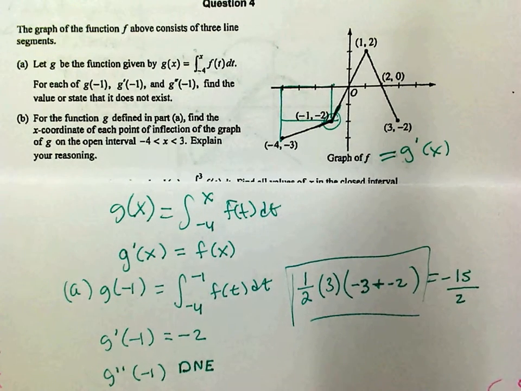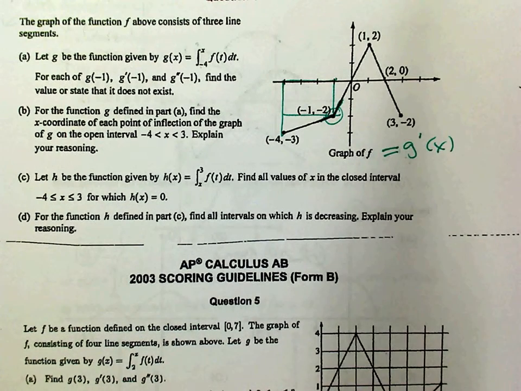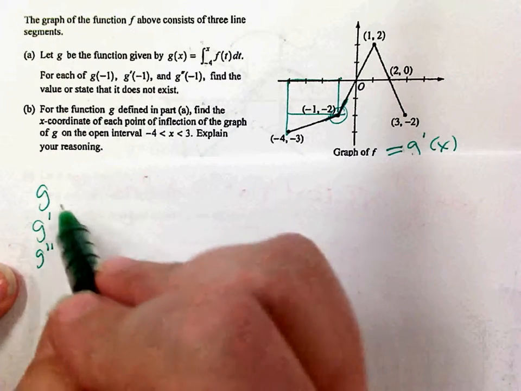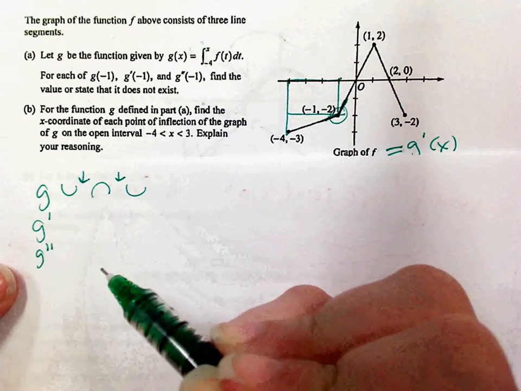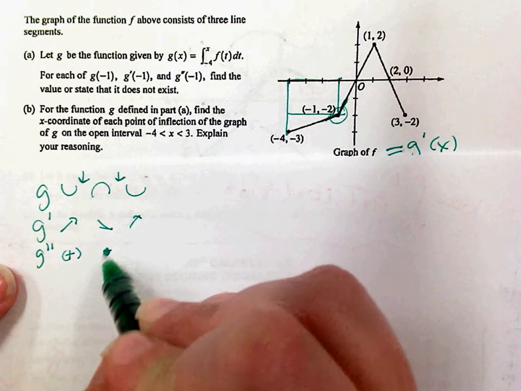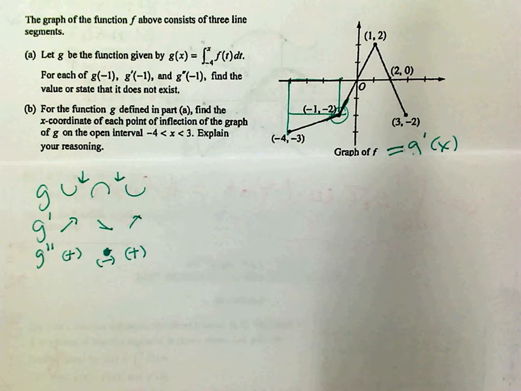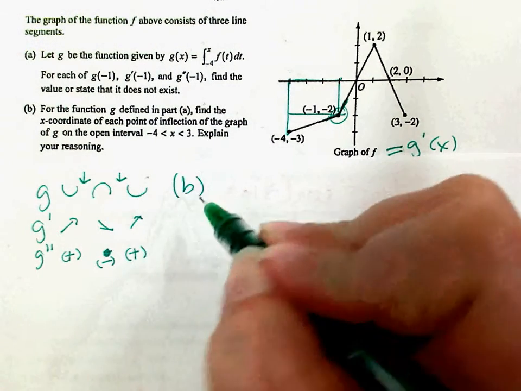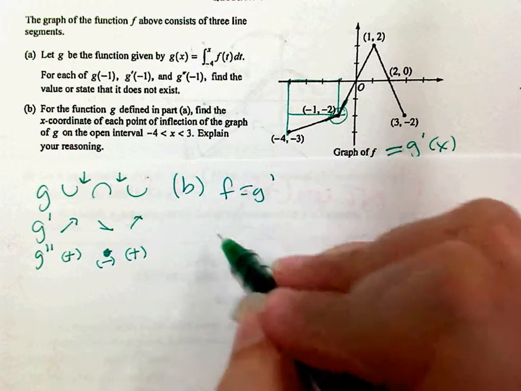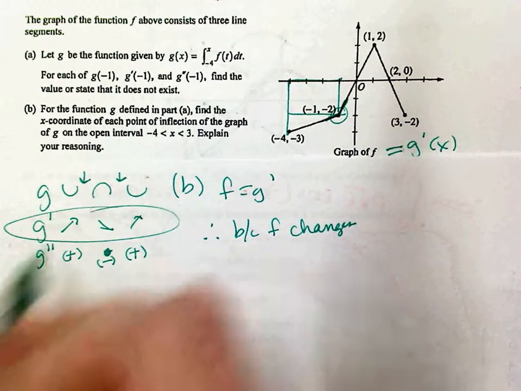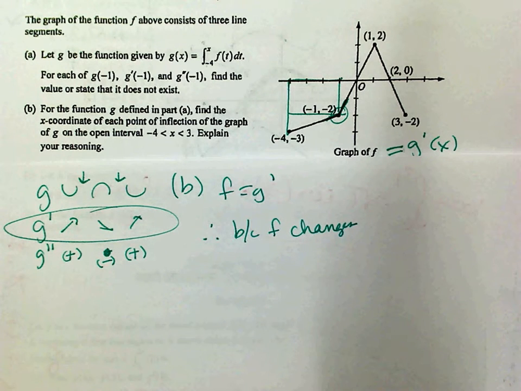For the function g defined in part A, find the x-coordinate of each point of inflection on the graph of g on the open interval. So I'm going to do my little chart. G has a point of inflection right there and there. That's when g prime changes from increasing to decreasing, or g double prime changes from positive to negative, or vice versa. What graph are we looking at? You need to state that. Anytime you're going to use that, state it. F is g prime. Therefore, because f changes from increasing to decreasing, where?